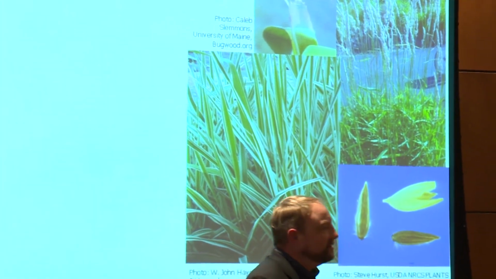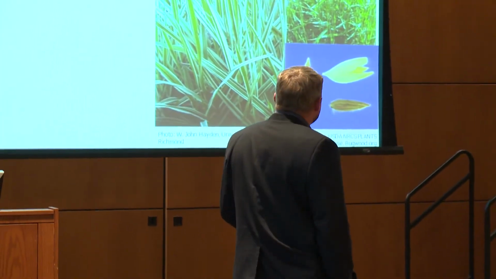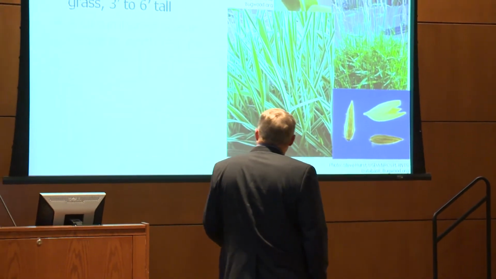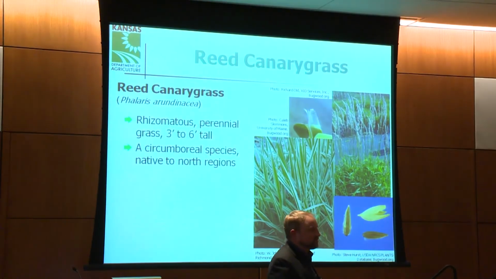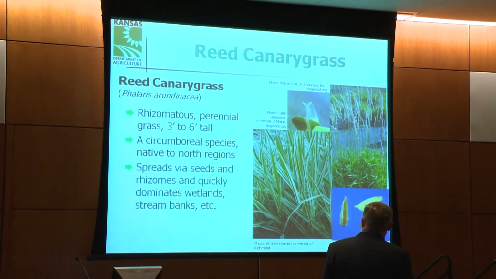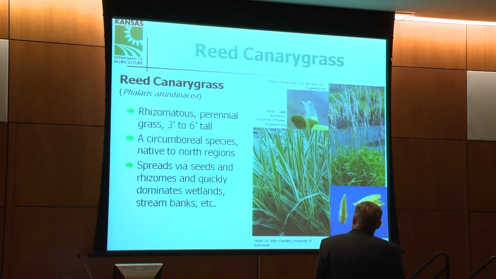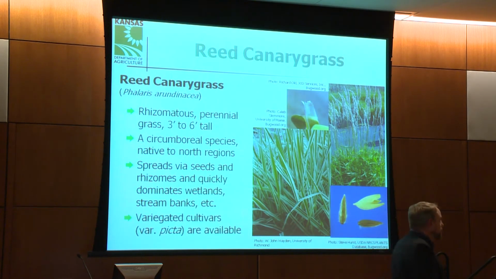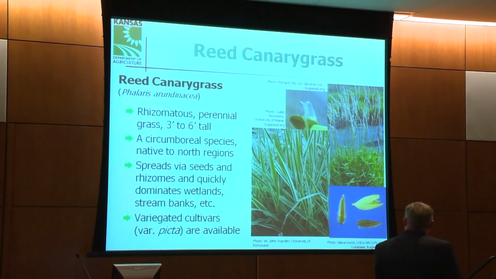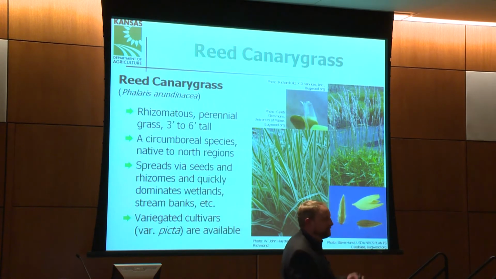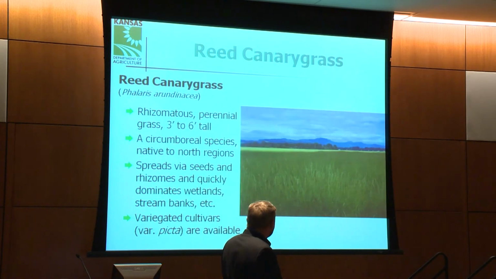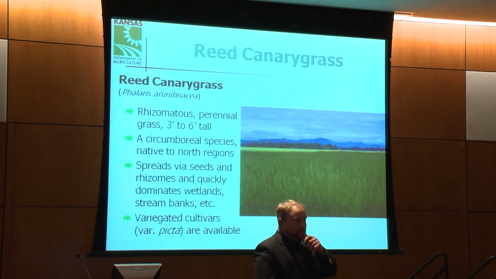Reed canary grass. This is on some noxious weed lists. Again, a lot of the same thing. Rhizomatous, grows around the world, up in the northern countries. And this one spreads both by seed and rhizomes, so it's a double whammy. And again, variegated cultivars with showy adaptations make it attractive. You want to put it in there, not realizing that it can and will take over.